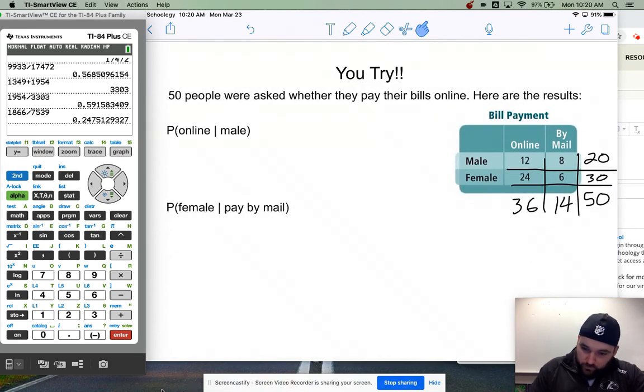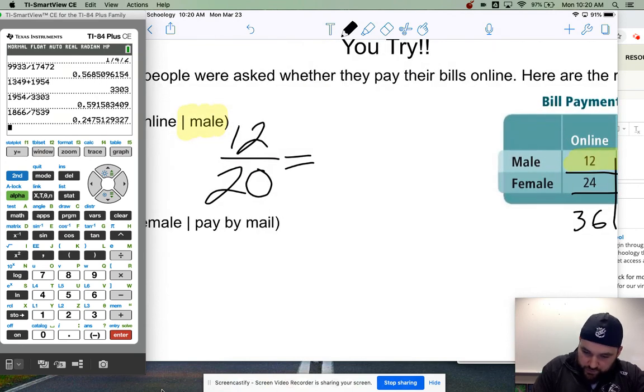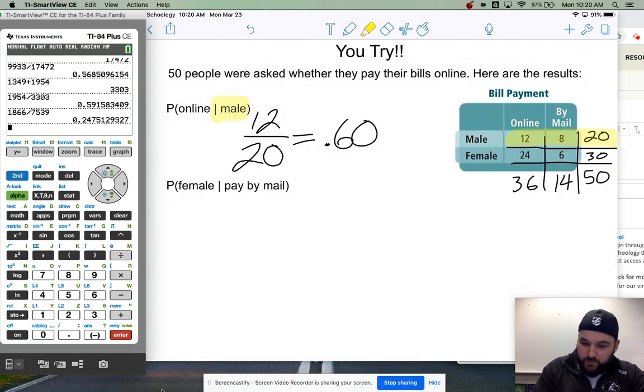So what is the probability that they pay online given that they are male? So again, I am only working with the males in this problem. So out of 20, the number of those 20 that pay online is 12. And 12 out of 20 is 0.60 or 60%. Again, I could do a reduced fraction, but I'm just going to stick with the decimals for now.